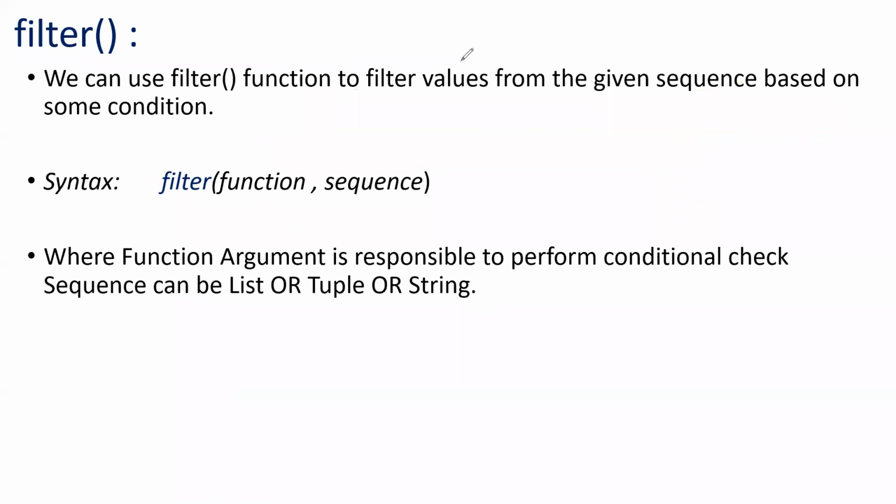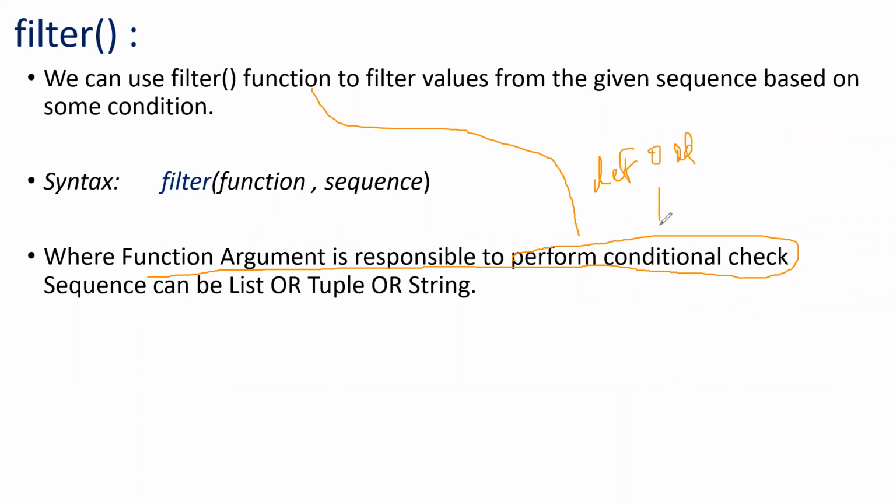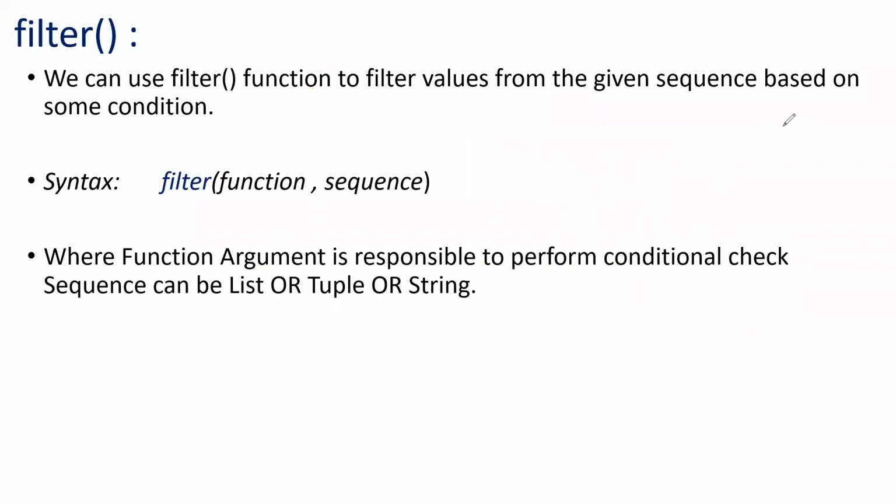Now, the function argument is responsible for performing the conditional check. I have already told you what the conditional check means. Let me check this. The function, define odd, is the condition-based function. Now the sequence can be a list, tuple or string. Of course, we can use set also, I think, but we can use all of these. These are the sequence data types. Now, let me show the code so that you will understand clearly.